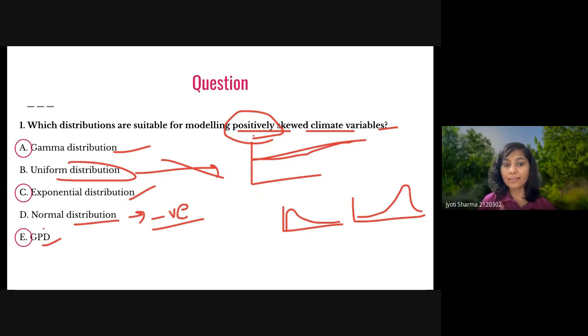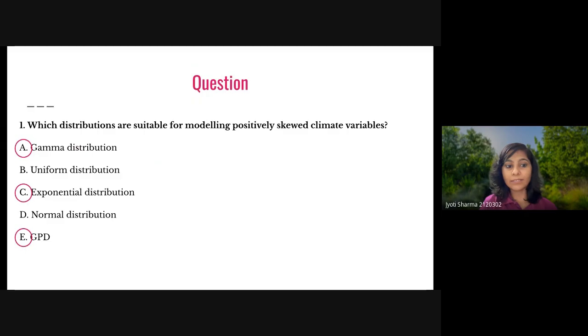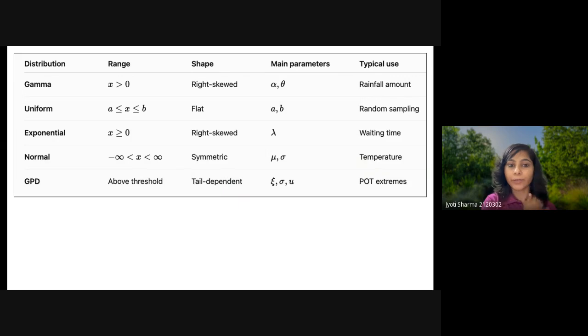and we can't rely on this normal distribution. So is it clear that if we have positively skewed values, then we can get a lot of answers from gamma distribution, from exponential distribution, from generalized Pareto distribution, based on what type of question we have? Okay, is it clear that the answer will be ACE? Okay, let me give you here.